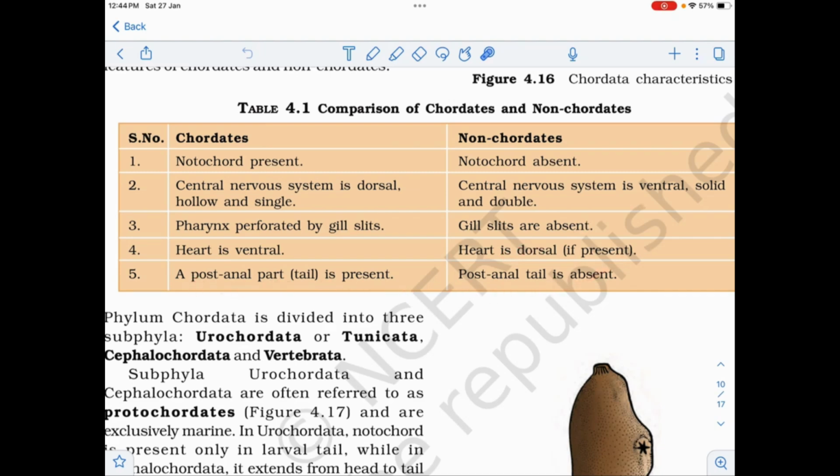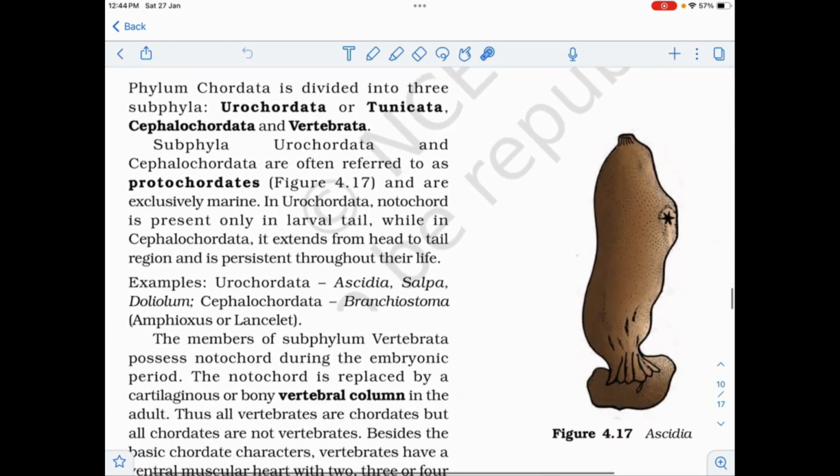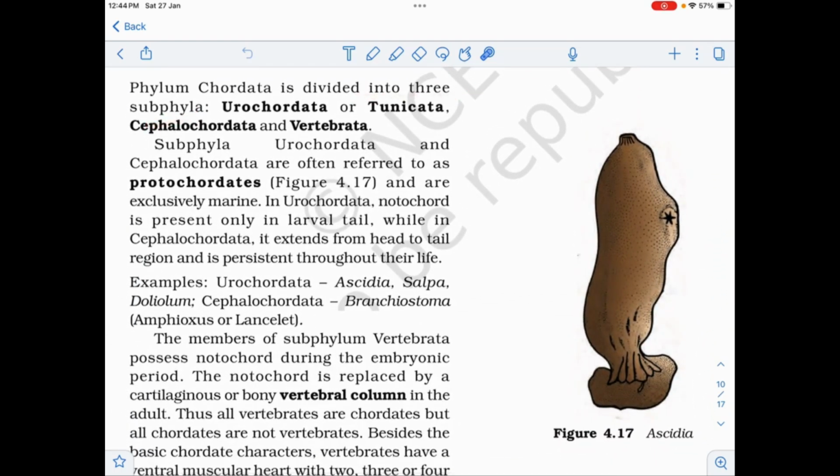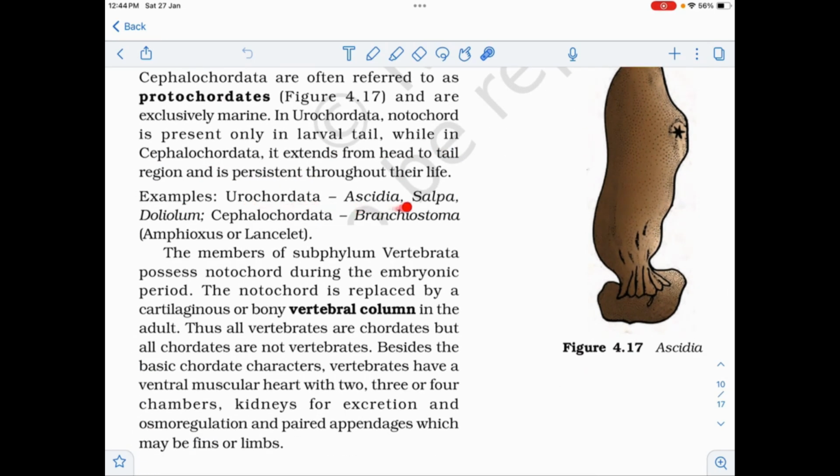Coming to the divisions in the phylum Chordata, there are three subphyla: Urochordata (Tunicata), Cephalochordata, and Vertebrata. The subphyla Urochordata and Cephalochordata are often referred to as Protochordata and are exclusively marine. In Urochordata, the notochord is present only in the larval tail, while in Cephalochordata it extends from the head to the tail region and persists throughout life. Examples: Urochordata, Ascidia, Salpa, Doliolum; Cephalochordata, Branchiostoma, Amphioxus, or lancelet.